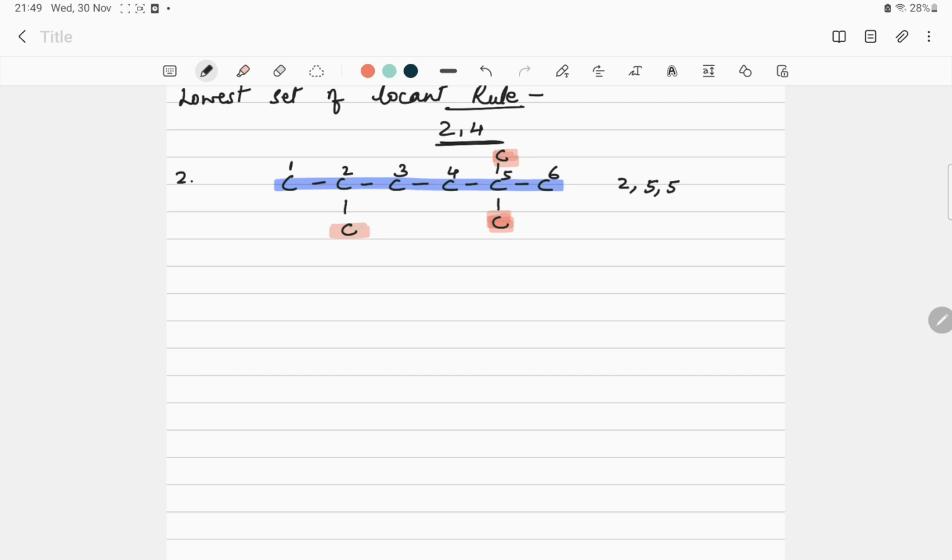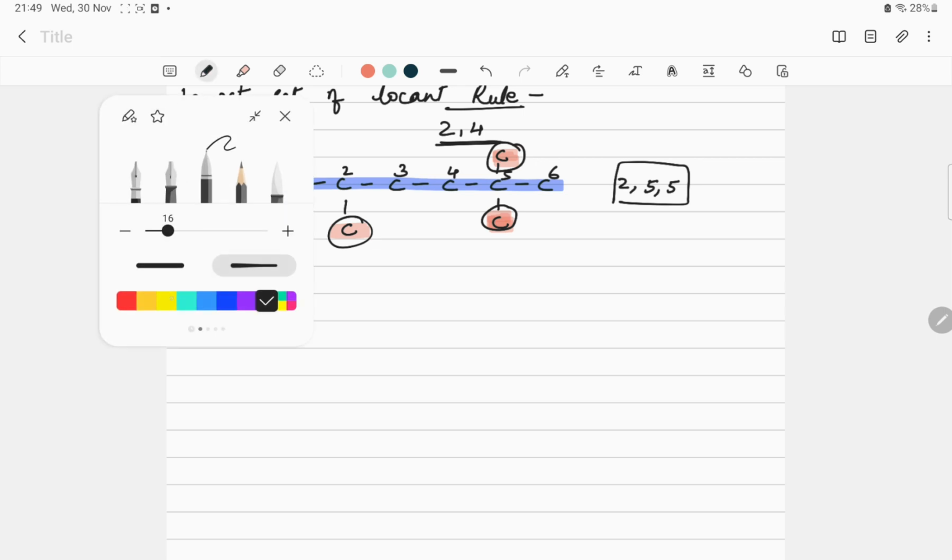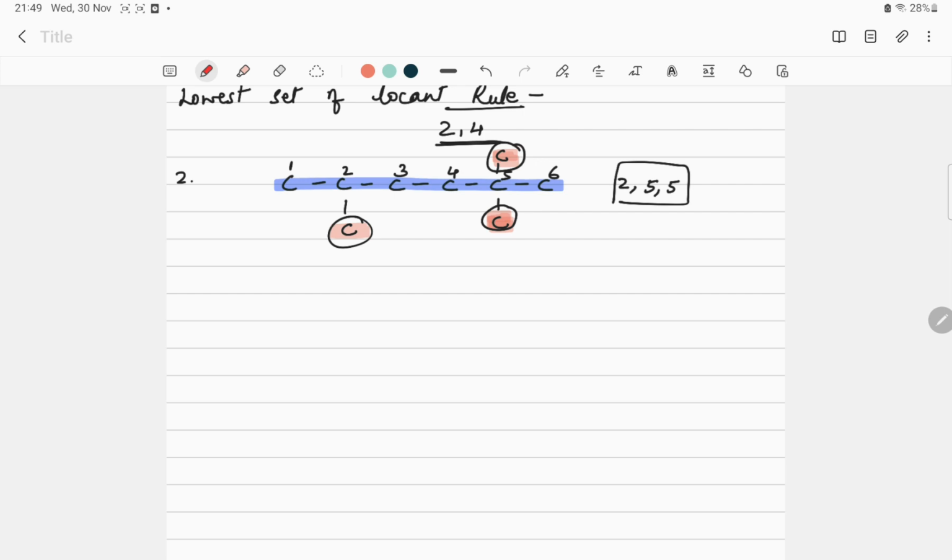One substituent is at number 2, the other substituent is at number 5, and one more is at number 5. So the set of locants is going to be 2, 5, 5. Now what if we number it from the right? Then what is the set of locants going to be? It is 1 2 3 4 5 6, right? So the substituents are present at 2, 2, 5.